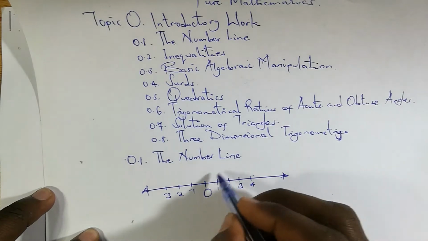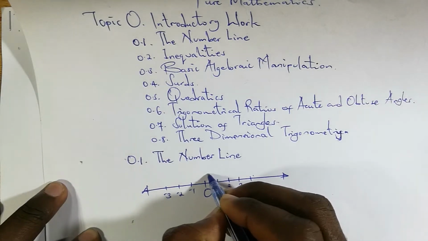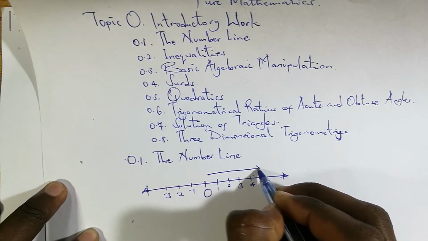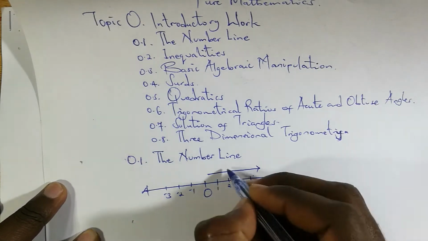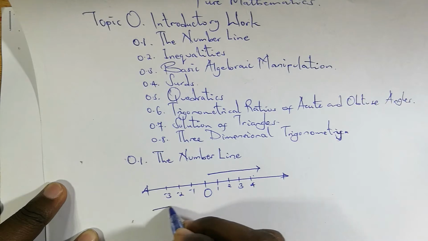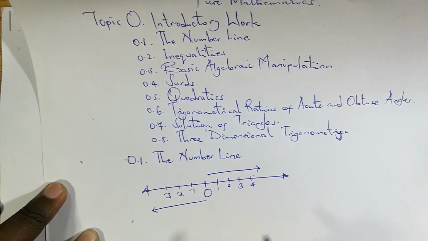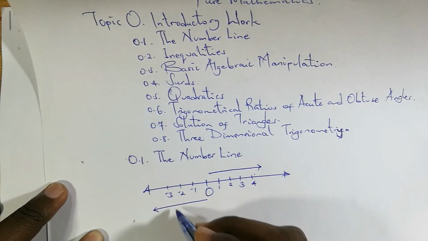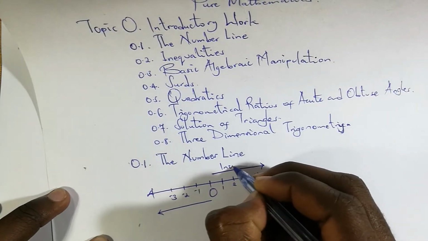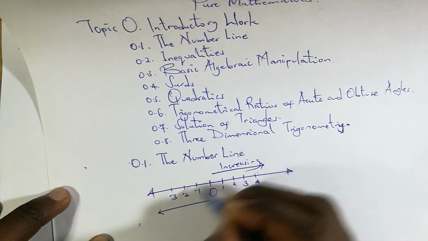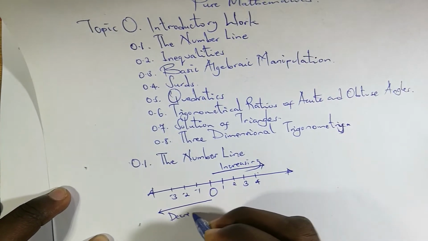On the right of the 0 we have numbers increasing as you go further to the right of the 0. And on the left, as you go further to the left of the 0, we have numbers decreasing. Increasing this side, decreasing this side.